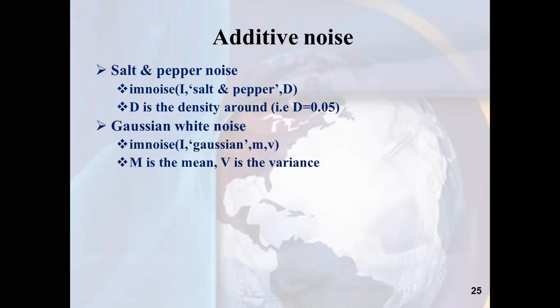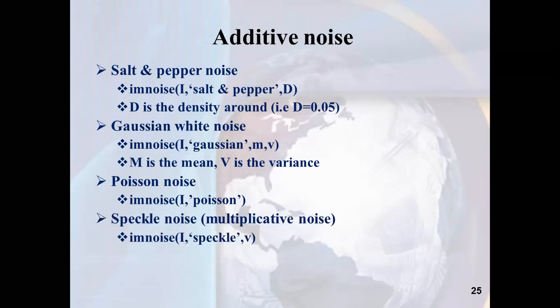Also, we can apply Gaussian white noise. You have to define the mean of the Gaussian and the variance. In this way, every pixel will be changed according to a Gaussian function. Also, we have Poisson noise, imnoise with 'poisson'. And you have speckle noise, which is multiplicative noise.